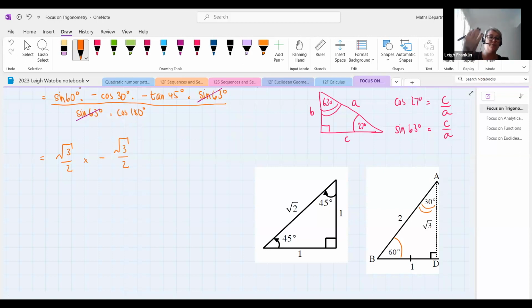So the cos of 30 and the sine of 60 are the same, in the same way that the cos of 27 equals the sine of 63, multiplied by the tan of 45. So over here, 45, y over x, you could write that as 1 over root 2, or it's also accepted to write it as root 2 over 2 where it's been rationalized. It's the same thing, doesn't matter. And then at the bottom, we are dividing by negative 1, which is the cos of 180.